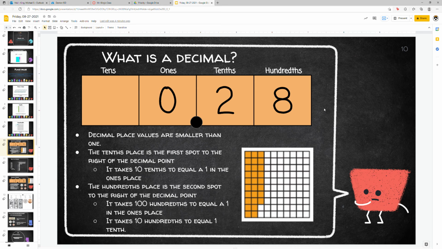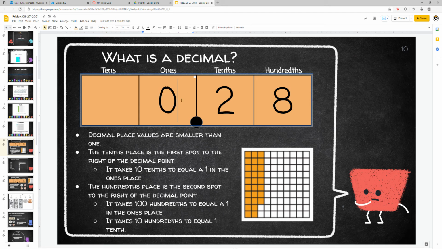So let's kind of look at this example. So what is a decimal? Decimal place values are smaller than 1. The tenths place is the first spot to the right of the decimal point. So when I say decimal point, I'm talking about that dot, that period, this black circle that's representing it here on screen. That's our decimal point. Whole numbers are to the left. For example, that 0 is in the ones place.